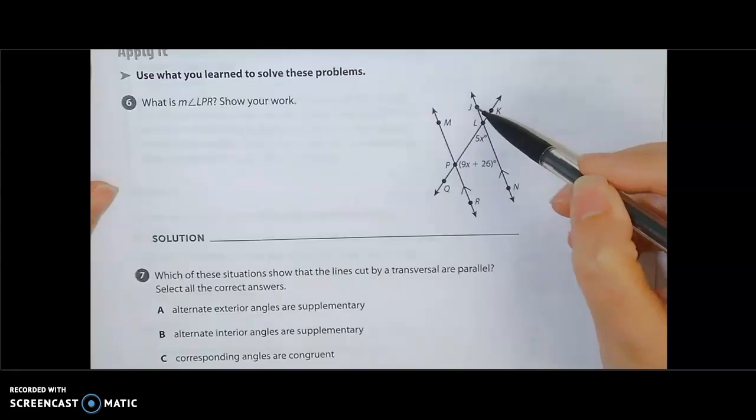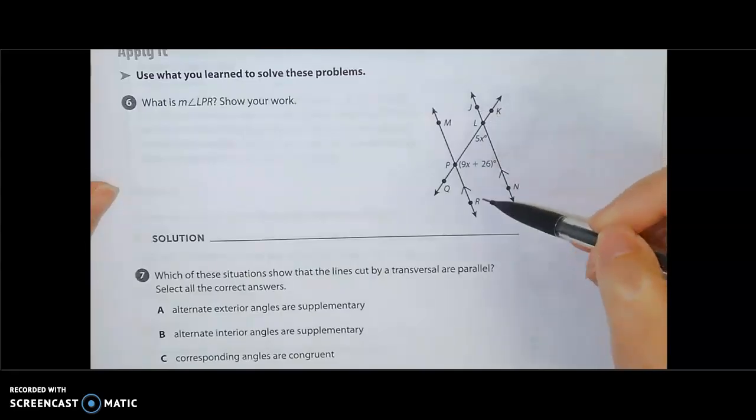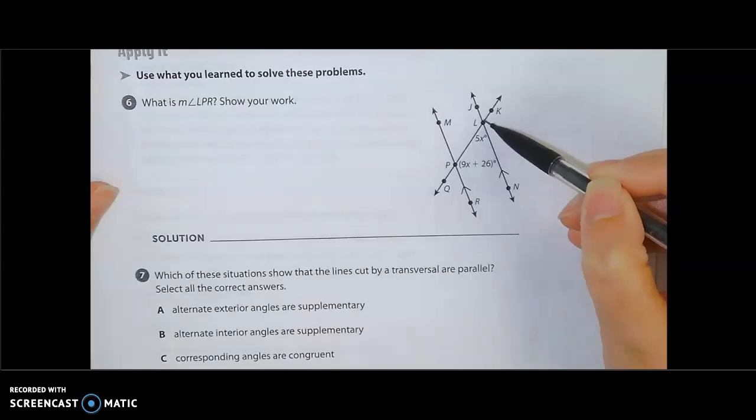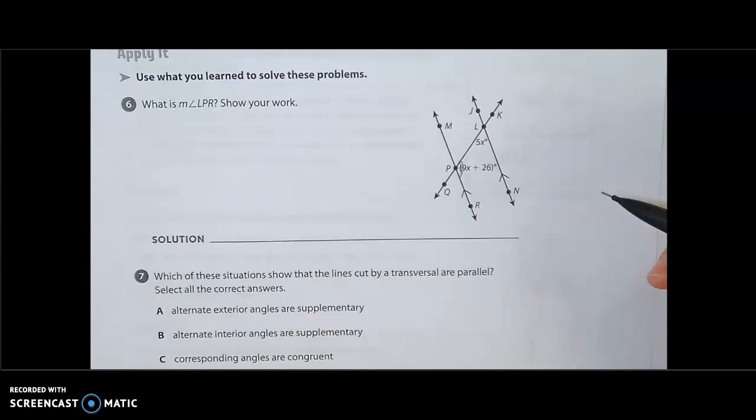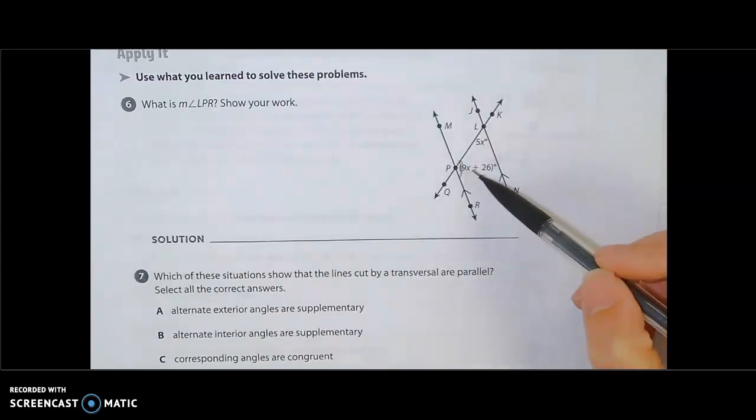So, going through these example questions, we want to find the measure of angle LPR. So, here's L. Nope, that's J. Here's L. There's P. There's R. That's this angle right here. In order to find that, I have to find x.